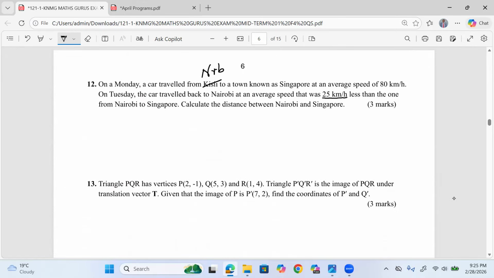When the speed is 25 less, the Monday speed is equal to 80 kilometers per hour. What about the Tuesday speed? The Tuesday speed shall be 80 and we subtract 25, a speed of 55 kilometers per hour.